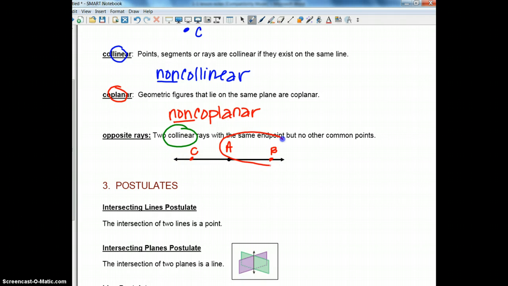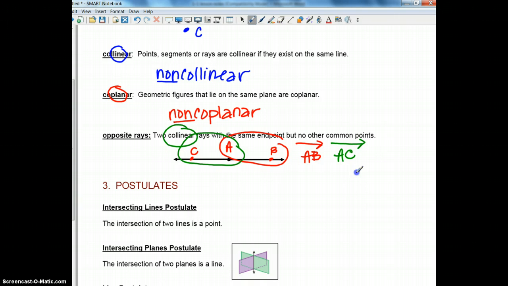I started with ray AB, which I could name like this, AB, with the ray symbol on top. But I also have in the other direction ray AC. So AC with the ray symbol on top. Notice that even though ray AC is pointing to the left in the picture, we still name it, starting with the endpoint, going through C, and the arrow still travels to the right. That's just the notation for ray, no matter what direction it's going in.